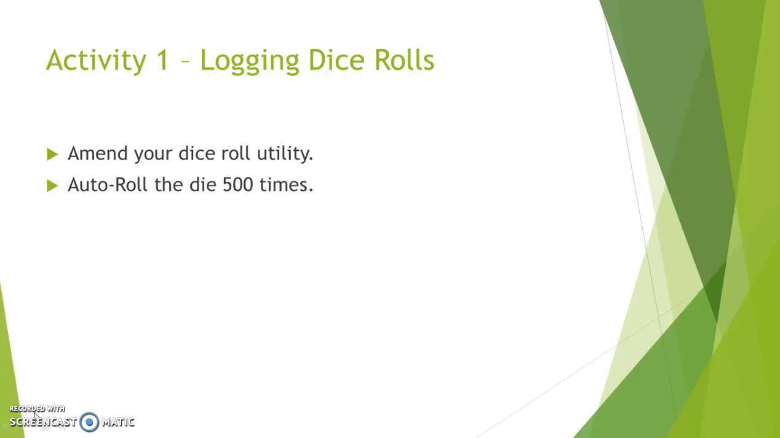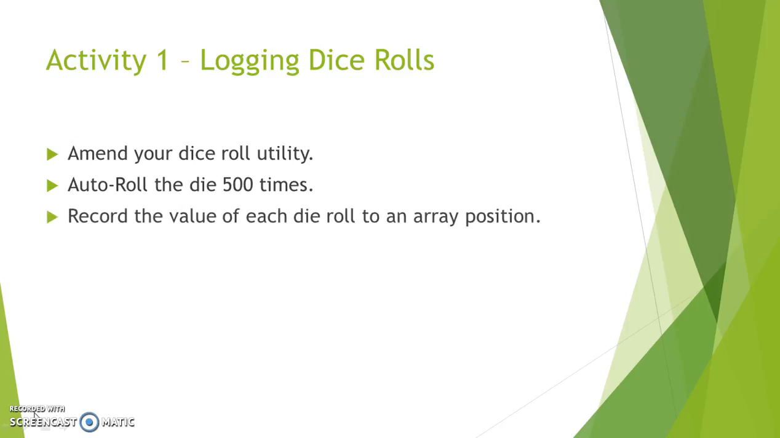So in this case, we're going to still use the auto roll, use the loop to roll a die 500 times, much like we did previously. But previously we just collected the total of the rolls. This time, I want you to record the value of each die roll to an array position. And we can do it pretty easily by using our array command and take the roll that we get from our random number generator and assign it to a position.